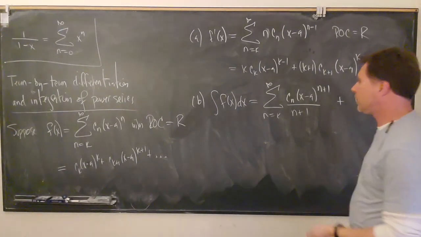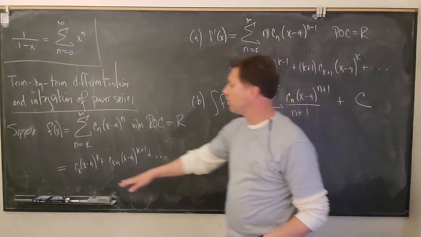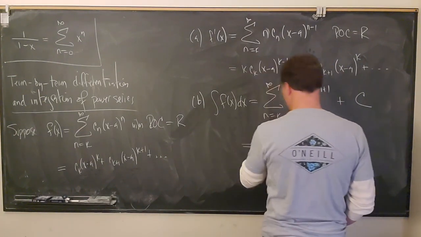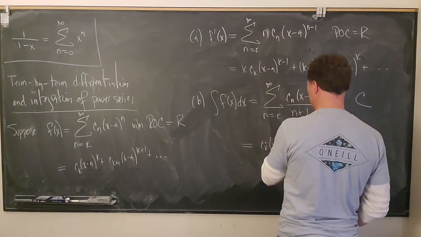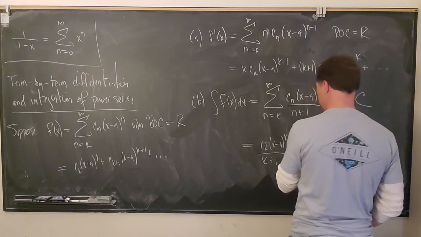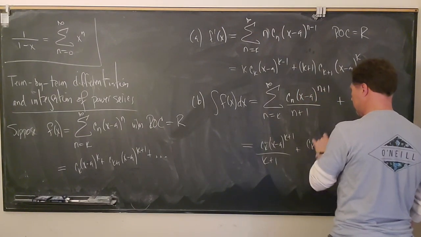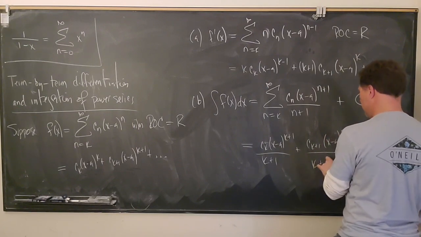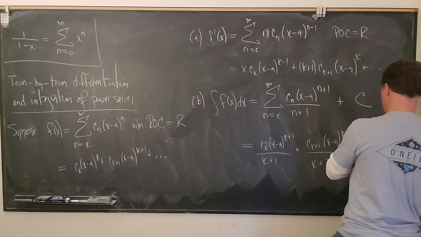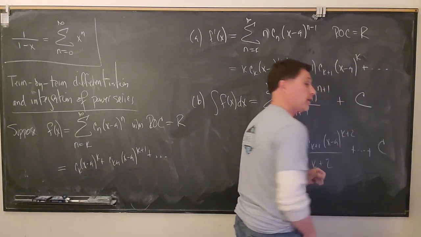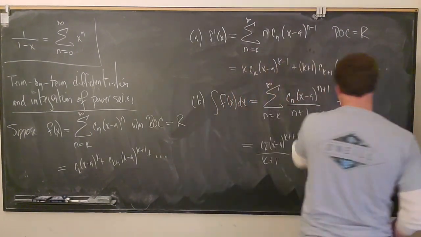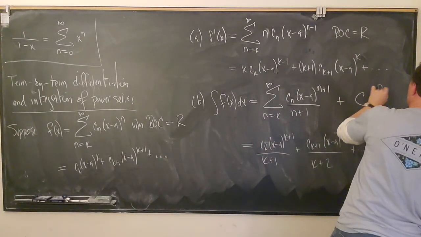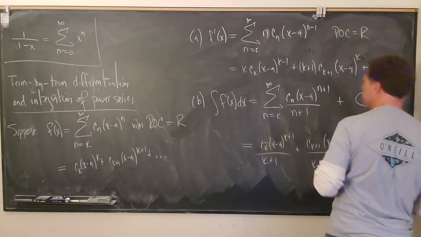You don't need to write this down, but if I was writing it out, I would get c sub k times (x minus a) raised to the k plus 1 divided by k plus 1, plus c sub k plus 1 times (x minus a) raised to the k plus 2 divided by k plus 2. This goes on forever, and then afterwards you have a plus C. One more thing to say: when you take an antiderivative, the radius of convergence does not change either. So the radius of convergence, once again, equals capital R.